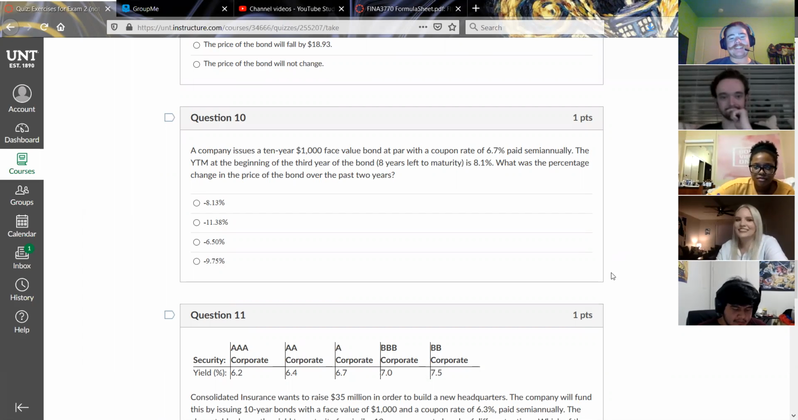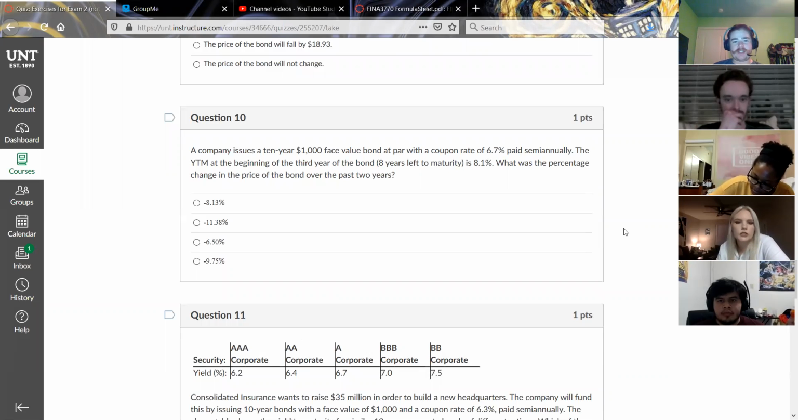A company issues a 10-year, $1,000 face value bond at par with a coupon rate of 6.7% paid semi-annually. The yield to maturity at the beginning of the 3rd year of the bond, with 8 years left to maturity, is 8.1%. What is the percentage change in the price of the bond over the past 2 years? So you just calculate for the payment.